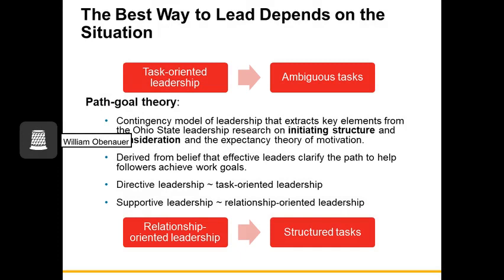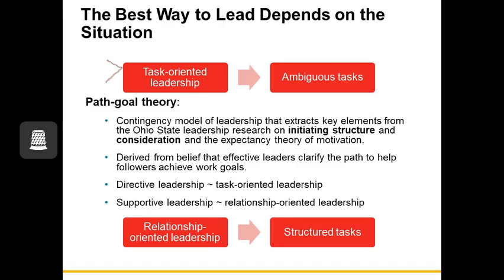Path goal theory actually builds on the Ohio State studies that we discussed earlier. You can conceptualize path goal theory's directive leadership as task oriented leadership. According to path goal theory, this type of leadership is most effective when tasks are ambiguous and require clarification.